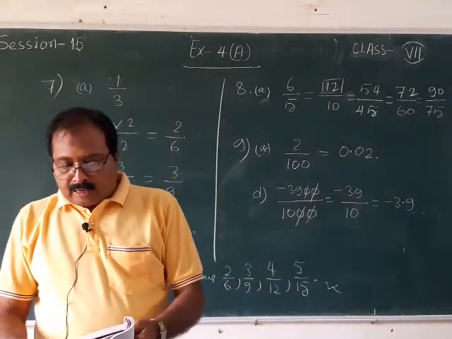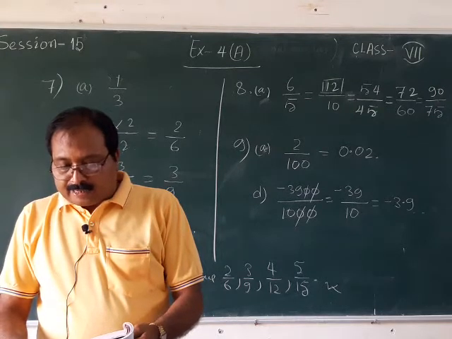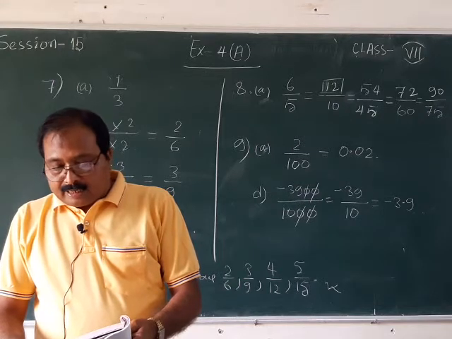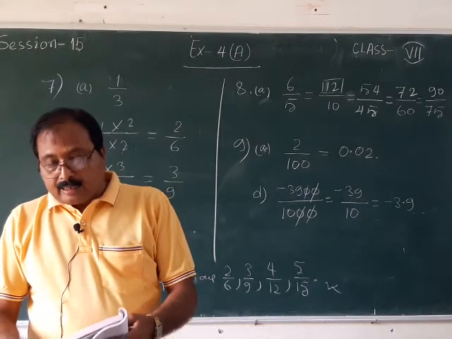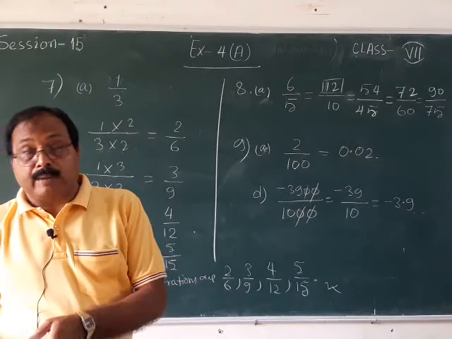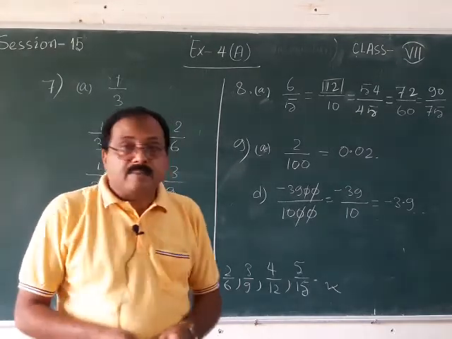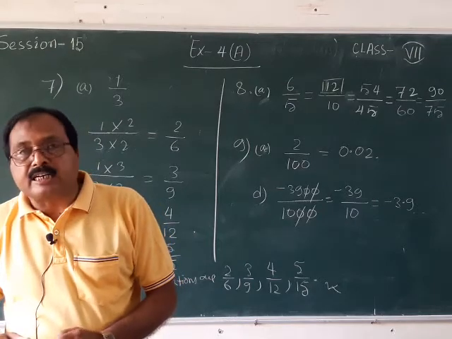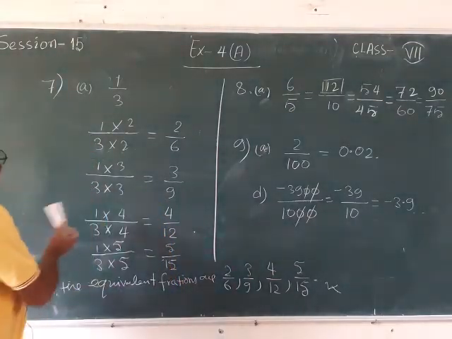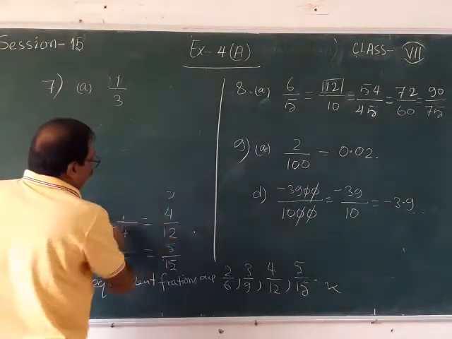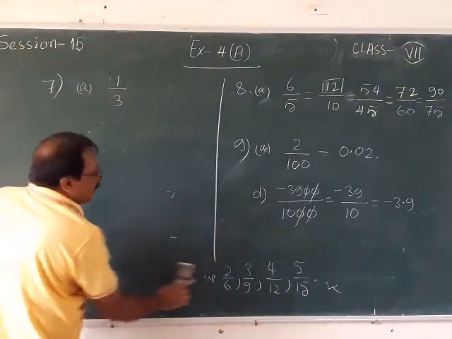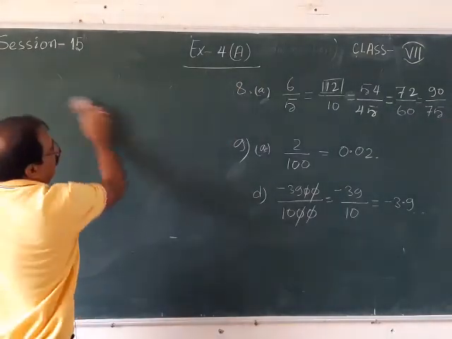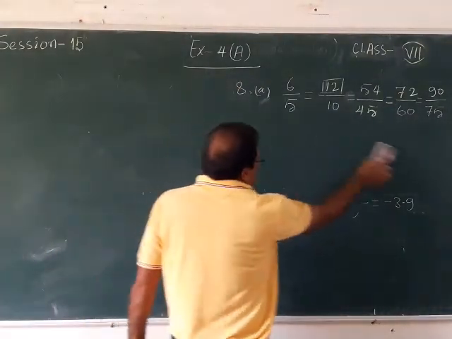Okay. Now question number 10: convert the following rational numbers into decimals and write whether they are terminating or non-terminating recurring. Here also you have to understand, terminating decimal means if your division is finished, then it is terminating. If your division is not finished, you are unable to find the answer, then it is non-terminating. Let me discuss two types of decimals.